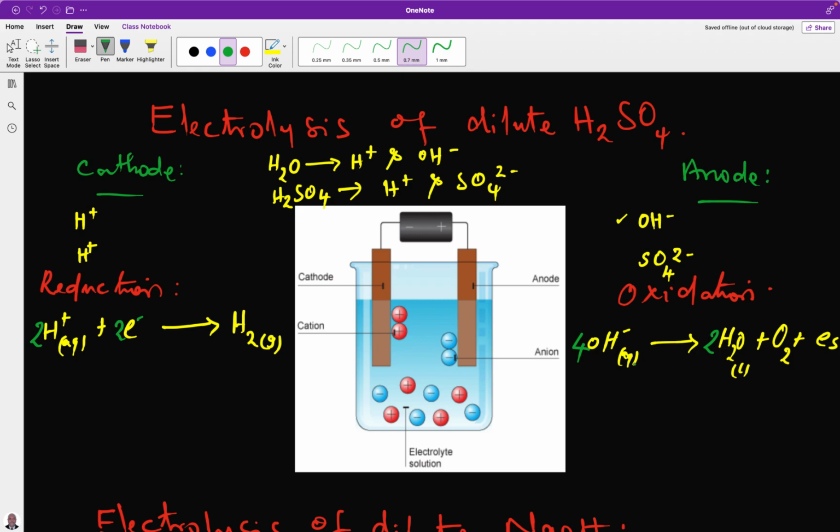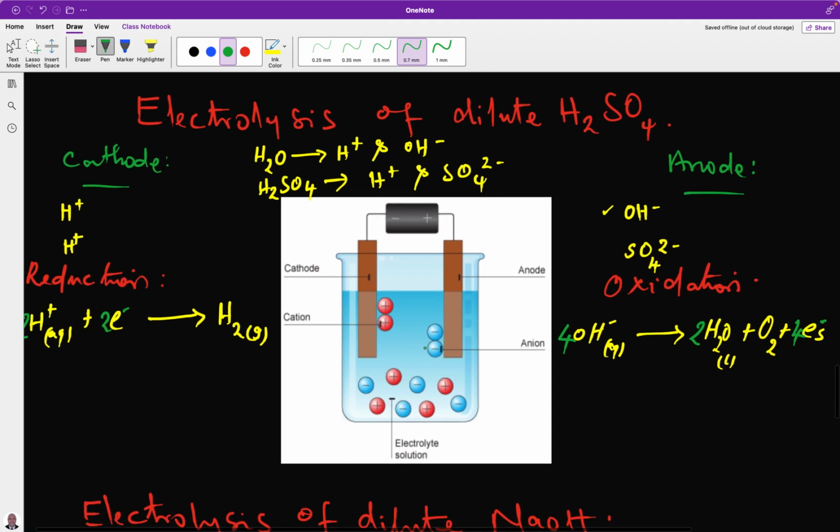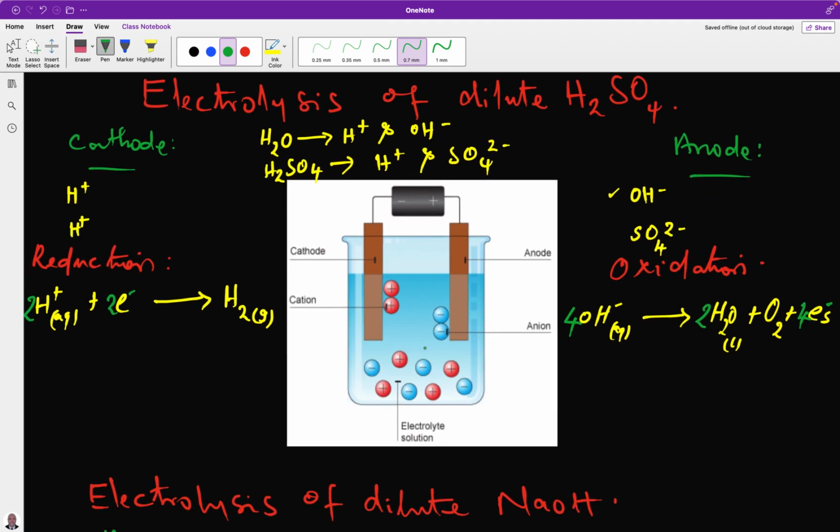Then, electrons are still there. There are 4 negative charges here. So to balance with electron, what do we do? We put a 4 here. So we have 4 electrons. So that is how it is. Okay. Let's move forward.